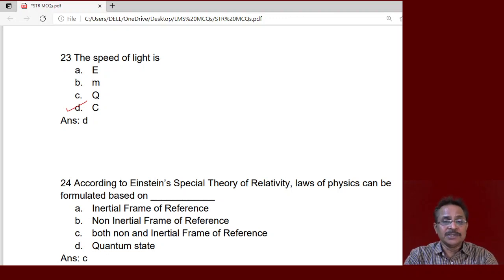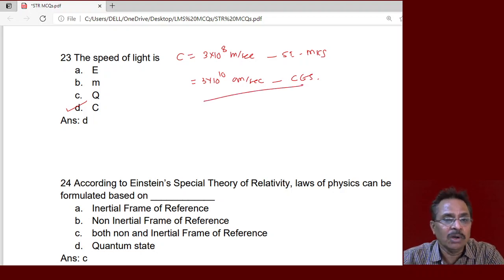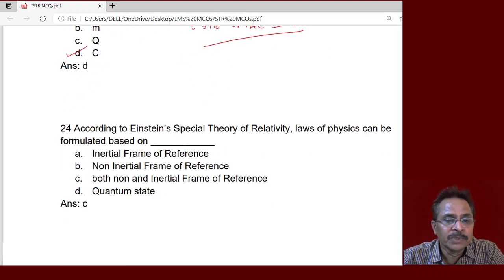Speed of the light is C. Its value is 3 into 10 raised to 8 meters per second if I am using the SI or MKS system, and it is 3 into 10 raised to 10 centimeters per second if I am using the CGS system. So these are very simple numbers known to all TYBSc Physics students, so we need not spend much more time over there.